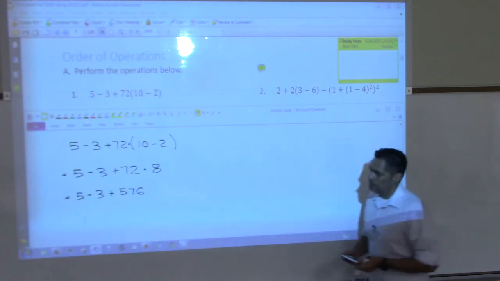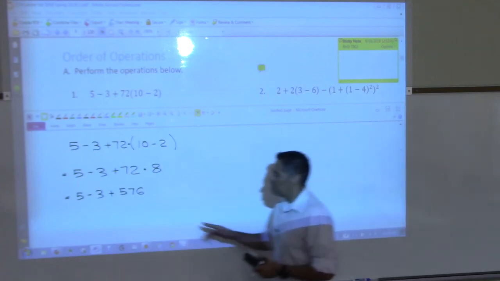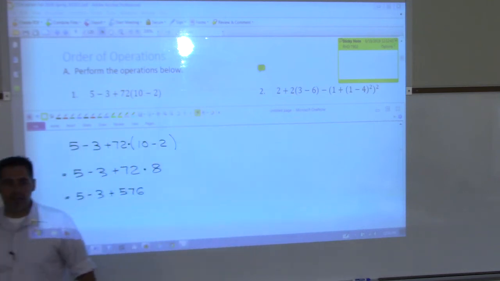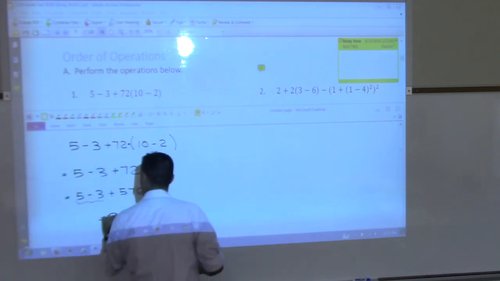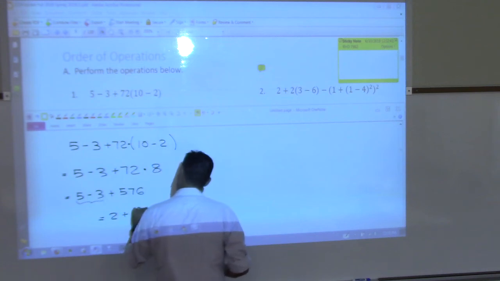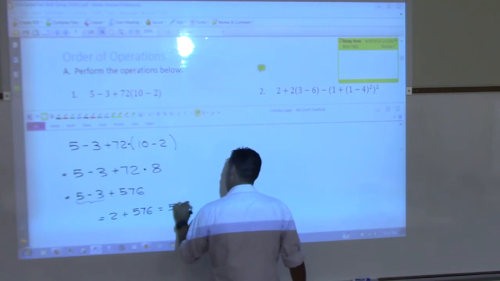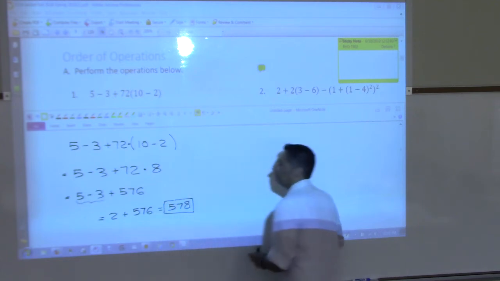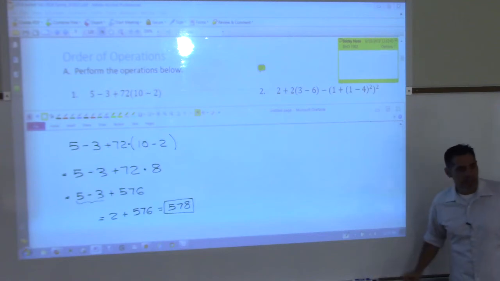Now what should I do? Subtract, because I have addition and subtraction, so I'm going to work from left to right. I'll do the 5 take away 3 first, which gives me 2. And then I'll do plus 576. That should wind up at 578, and we're done. Make sense?